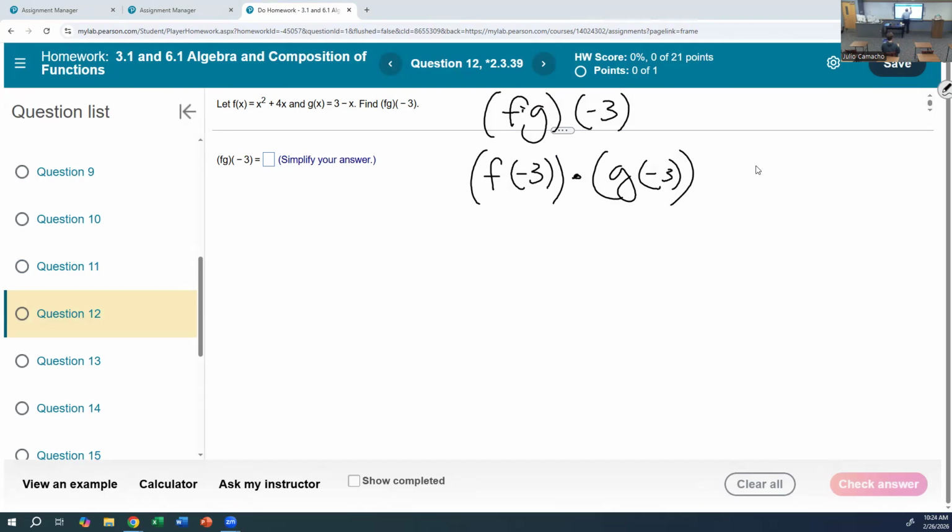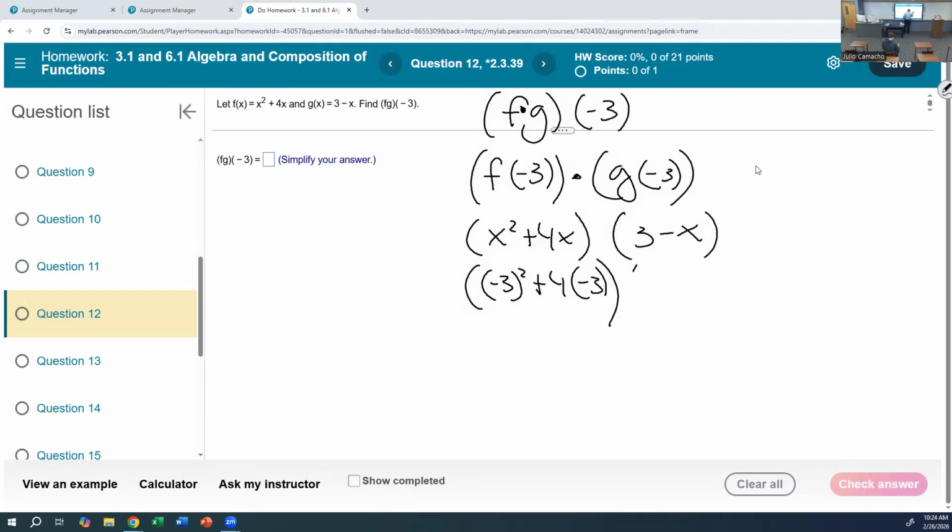You're multiplying these two equations, but after you set up your equation, you have to replace every x by negative 3. So again, f of x is x squared plus 4x, in parentheses, and times, because you're multiplying, g of x, which is 3 minus x. Now let's replace every x by negative 3. So you have negative 3 squared plus 4 times negative 3, close parenthesis, open parenthesis, 3 minus negative 3. So it's a positive 3. Exactly.